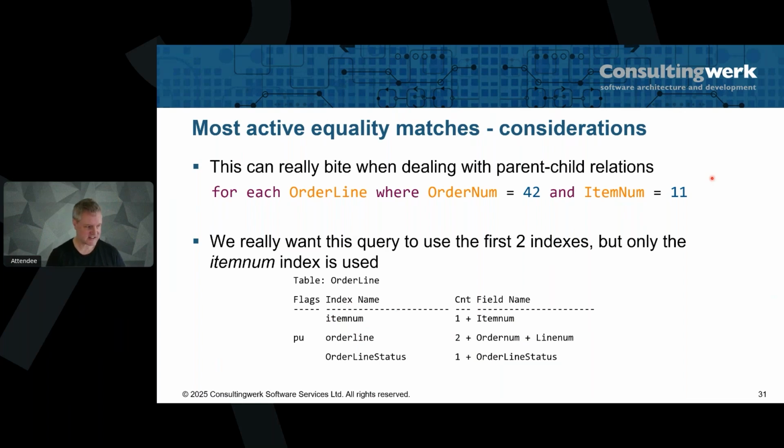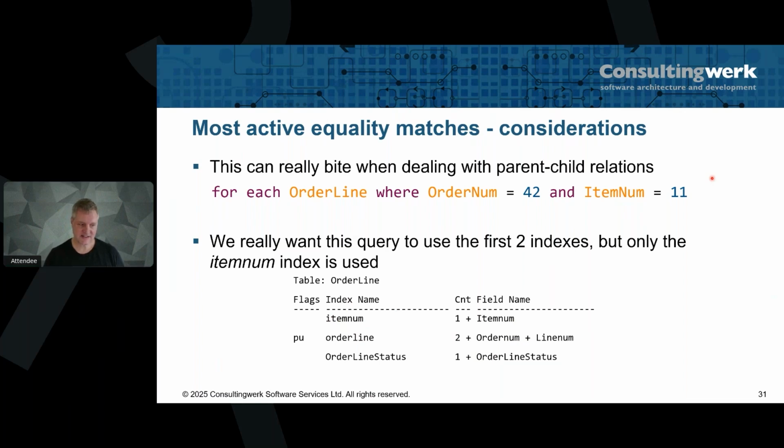That's fantastic. Is that the right index? It's been selected correctly. Is it the index we want to use? Yeah, not really. We'd almost rather have it forced to use order num and then do the sorting between those 1,000 order lines to pull out the ones with item 11, rather than pull out the 100,000 order lines with item number 11 and select for number 42.